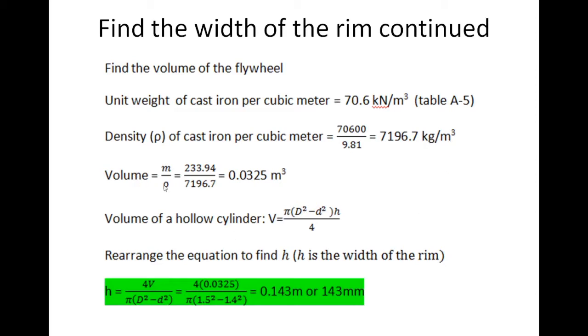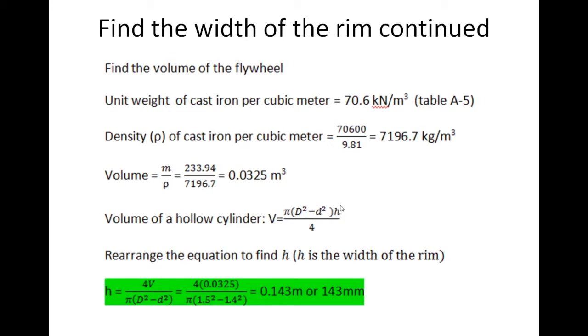Volume, as you recall, is mass over density. We know that the mass is 233.94 because we calculated it above. We just found the density of 7196.7. So it's going to give us a total volume of the rim of this flywheel as 0.0325 cubic meters. You may recall that the volume of a hollow cylinder is basically just pi times outer diameter squared minus inner diameter squared, over 4, times the height.